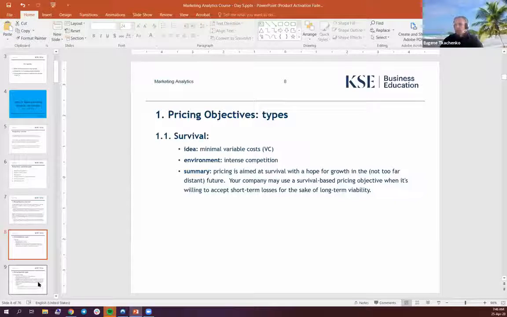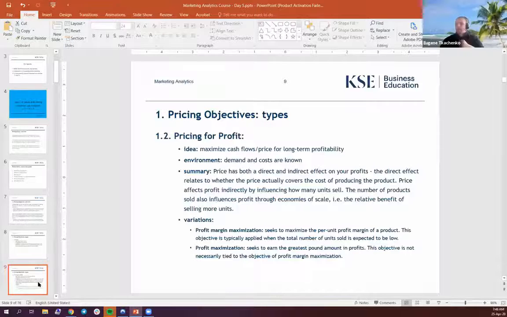So your company may use a survival-based pricing objective when it's willing to accept short-term losses for the sake of long-term viability. For example, there is fierce competition on the market, and you see that the prices of certain competitors have dropped significantly. So in order for you to still stay on the market, you are trying to minimize everything variable cost related in order to make sure that the inventory is coming in and going out. So the cash flow is still happening, but probably not at the highest rate as it was before.